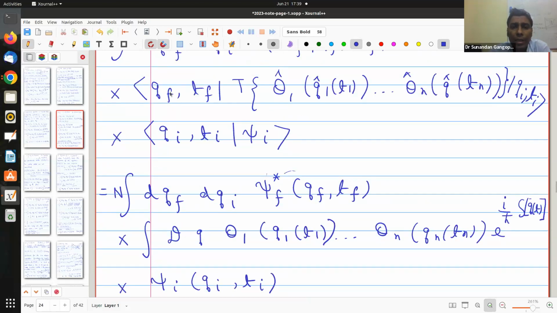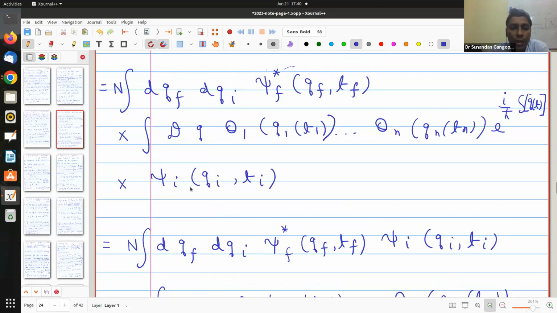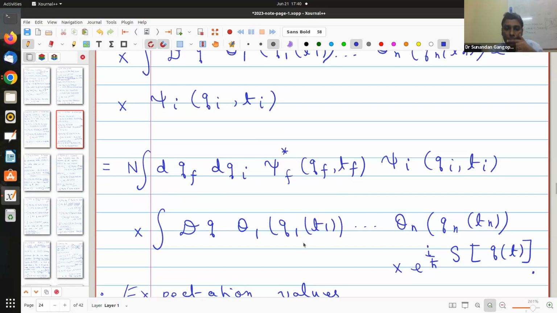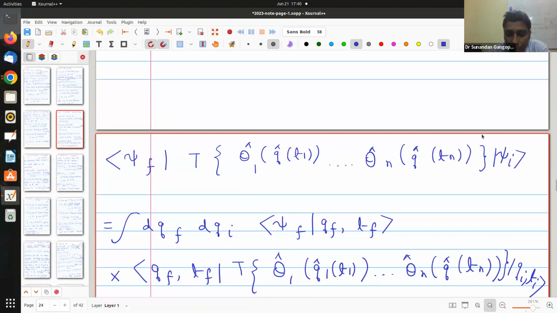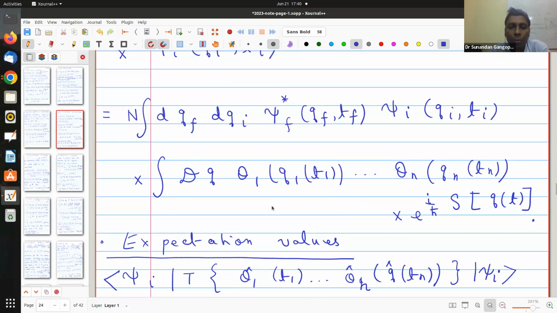This particular expression can be written as a path integral over these functions weighted by this action factor, and then you have a wave function. Once again, you can pull the initial wave function outside, and write this expression in the following form: an integral over QF and QI, psi star f as a function of QF and TF, and psi I as a function of QI and TI, multiplied by a path integral. So the matrix element of this operator, with this as the initial state and this as the final state, is given by the following expression. You will understand in a moment why we are working all these things out.